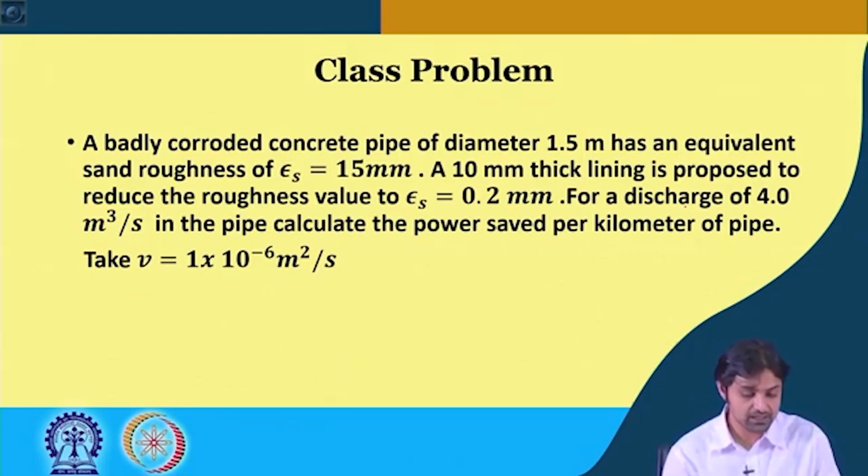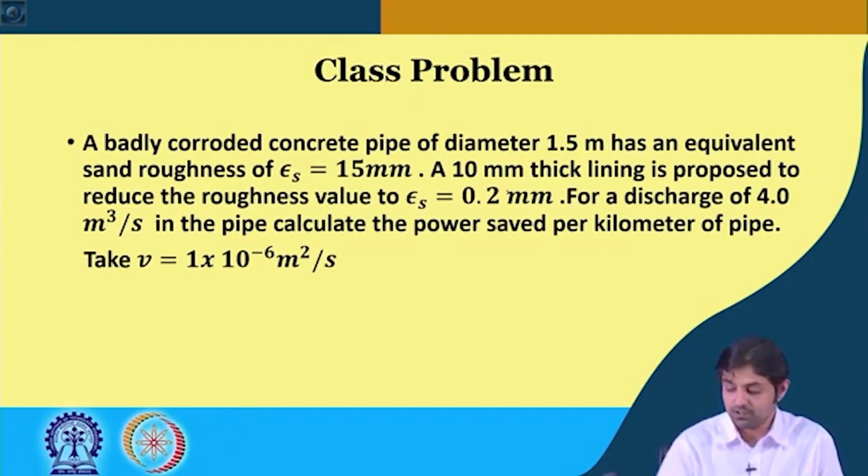The question says a badly corroded concrete pipe of diameter 1.5 meter has an equivalent sand roughness of epsilon s 15 millimeter. So we have already been given epsilon s. A 10 millimeter thick lining is proposed to reduce the roughness value to epsilon s of 0.2 millimeter. So a thick lining would be put which is 10 millimeters thick, and this will bring down the roughness to 0.2 millimeter. The question is, for a discharge of 4 meters cube per second in the pipe, calculate the power saved per kilometer of the pipe.